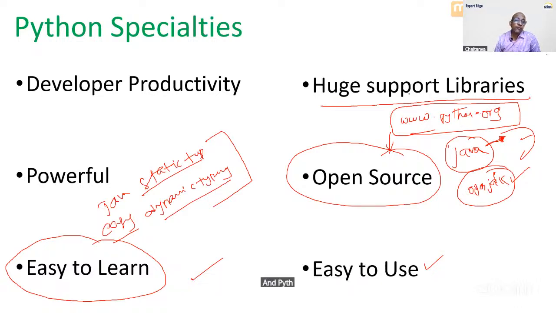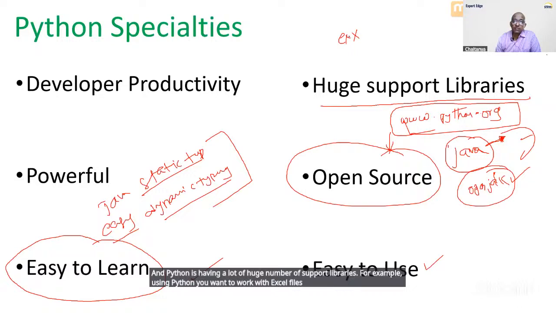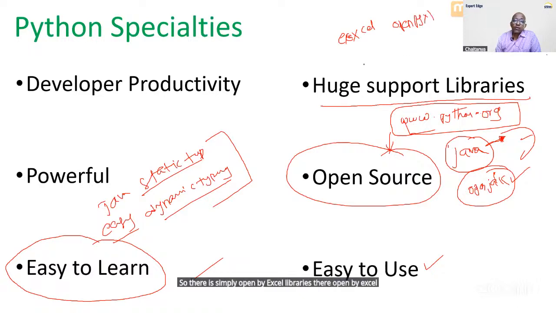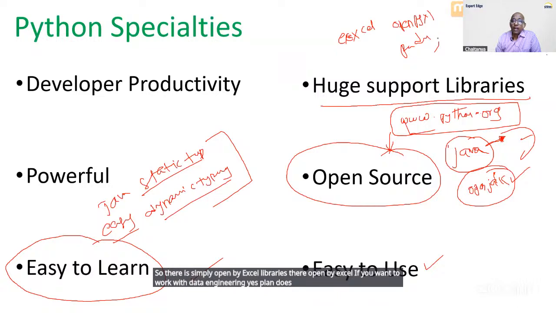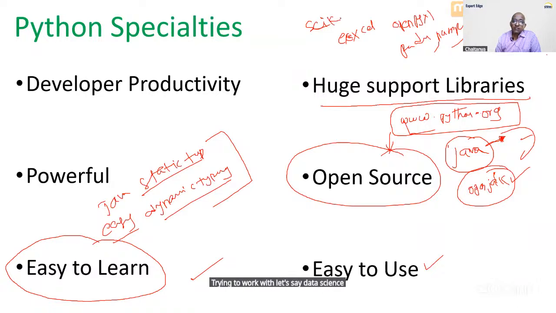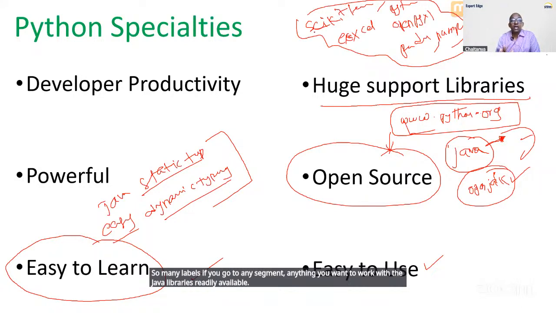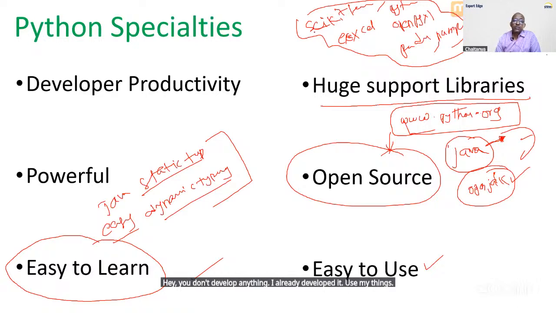And Python has a huge number of support libraries. For example, if you want to work with Excel files, XLS files, there is the OpenPyXL library. If you want to work with data engineering, Pandas and NumPy are there. For data science, scikit-learn is there for machine learning, and PyTorch for deep learning. So many libraries. In any segment, anything you want to work with, a library is readily available. It says, you don't develop anything, I already developed it, use my library and do your development faster. Finish it faster.